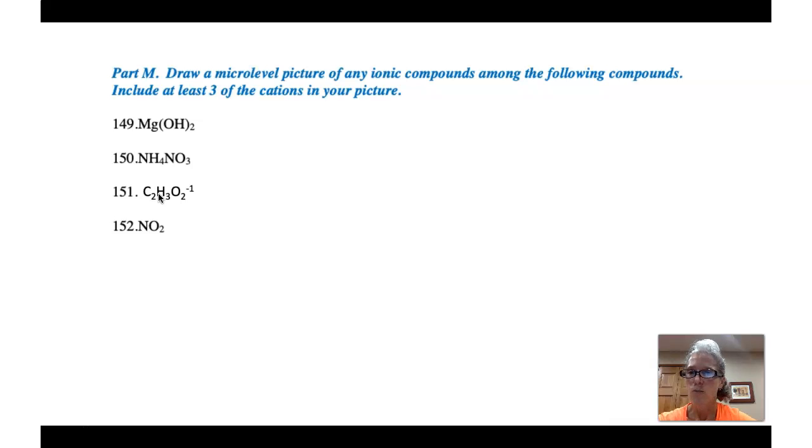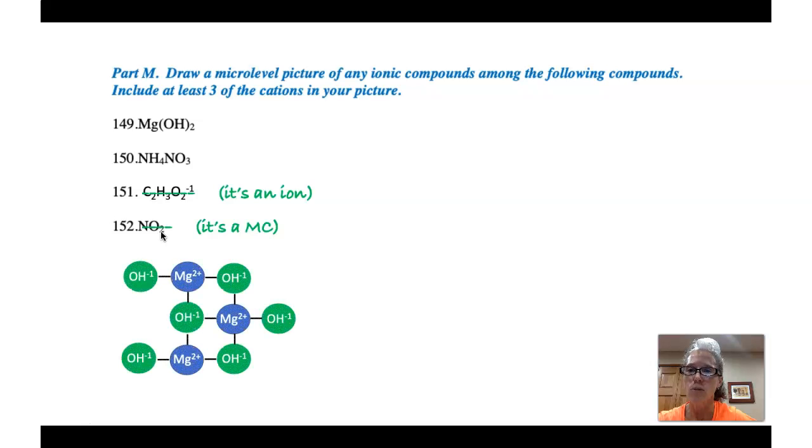Okay, so let's take a look at these problems. We can see that we can quickly eliminate 151. This charge tells us it's an ion, so we don't need to do that. And 152, those are both nonmetals. It's a molecular compound. We can skip that too. So we only have 2 to do. Okay, so we've got magnesium hydroxide. That's a 1:2 ratio. We need at least 3 of the cations, so we're going to have to triple that. We need to have 3 magnesiums and 6 hydroxides.